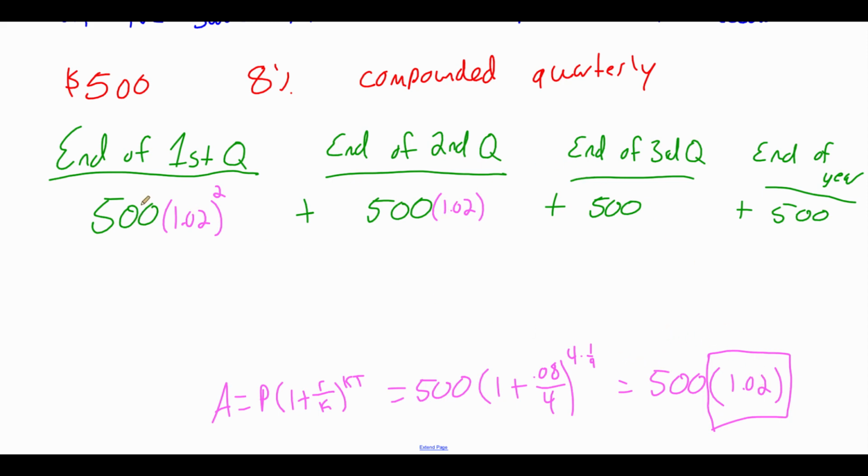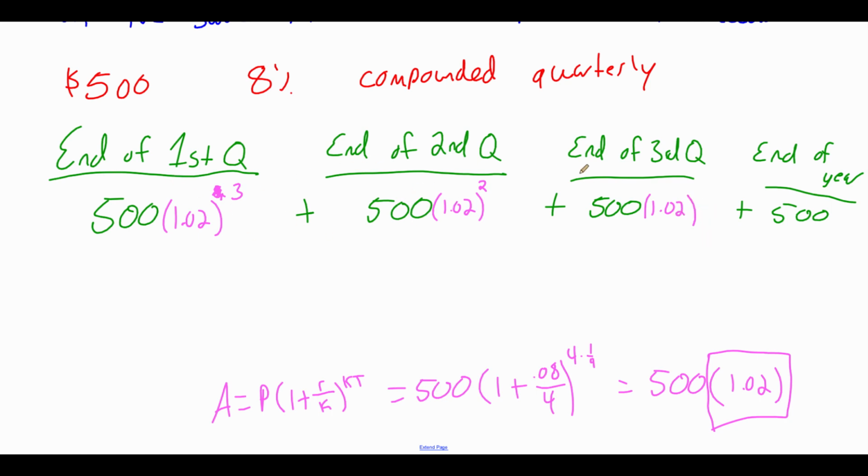So this first one, instead of being 500 times 1.02 squared, if I multiply by 1.02 again, then that power is going to turn into a cubed power. The second one, if I multiply by another 1.02, then that's going to turn into a squared. And then this third one, this will be the first time that this one has gained any interest on it, so I'm going to have to multiply that by 1.02.